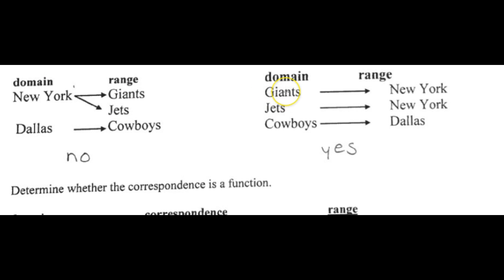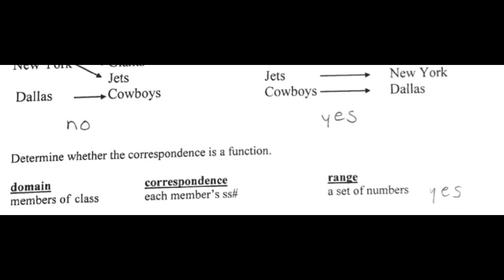This one, the domain is the Giants. That gives you New York. An element of the domain, the Jets, gives you New York. Is that a problem? No, that's fine. You put in the Giants, you always get New York. You put in the Jets, you always get New York. Each element of the domain is associated with only one element of the range. You put in the Cowboys, you get Dallas. That is a function.